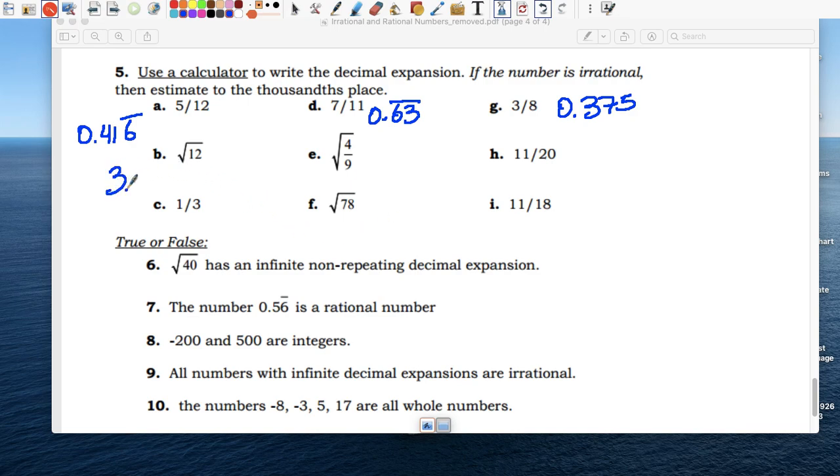Square root of 12 is 3.464, and if it's irrational, which square root of 12 is, round to the nearest thousandth, so they want us to go to the third decimal place, right here. Done. Square root of 4 over 9 is just 2 over 3.